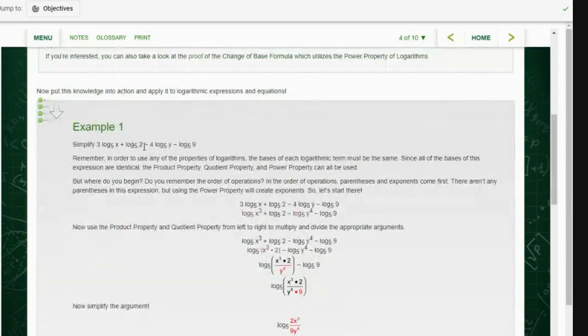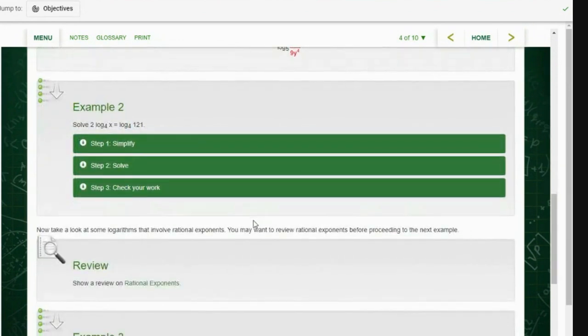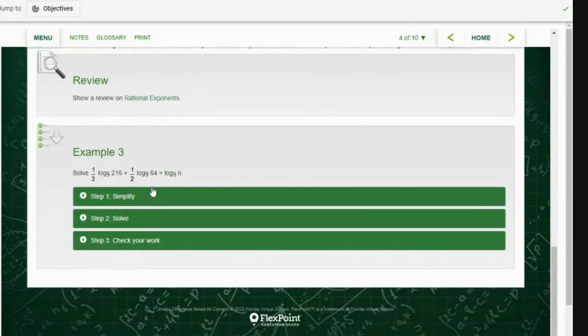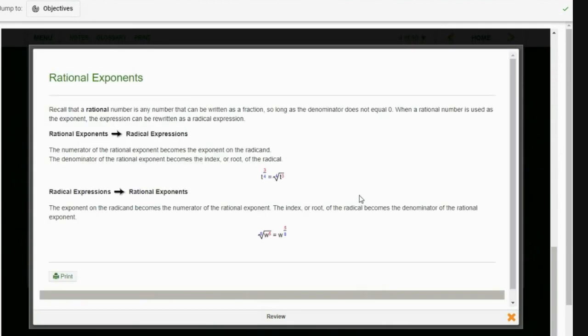So they give some examples on this. Oh, here's a good one. 3 log. Oh, that's a really good one. Maybe we should work that. No, there's a different one to work. All right, and there's more examples down here. A review on rational exponents, if you need to review that from previous lessons.